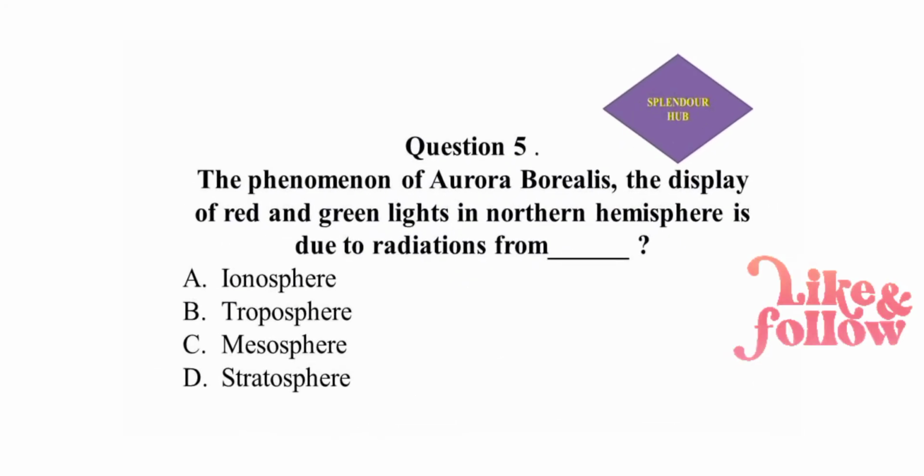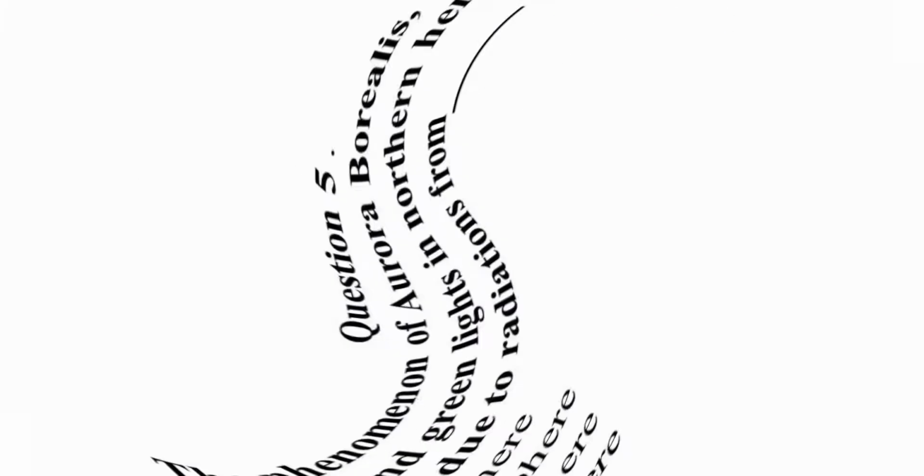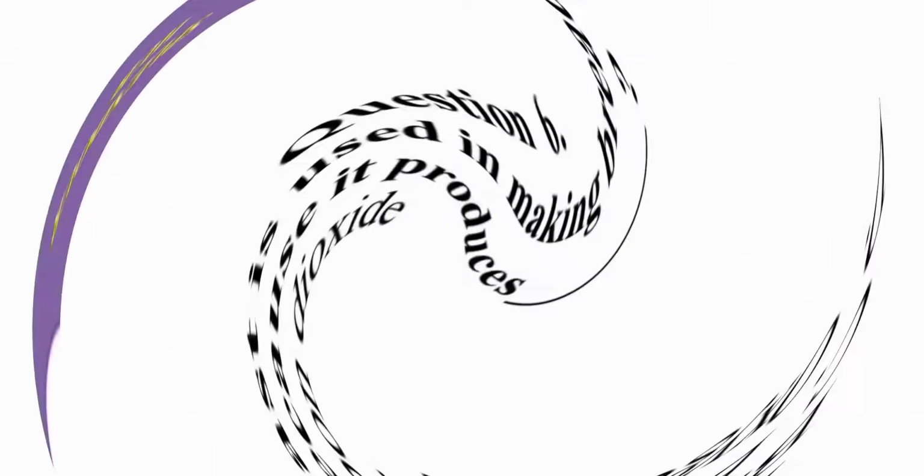Question 5. The phenomenon of aurora borealis, the display of red and green light in the northern hemisphere, is due to radiation from option A ionosphere, option B troposphere, option C mesosphere, option D stratosphere. Answer: the phenomenon of aurora borealis, the display of red and green lights in the northern hemisphere, is due to radiation from the ionosphere.